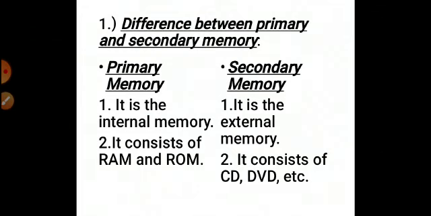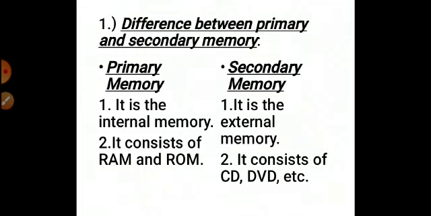So what is our first question? Write the differences between primary memory and secondary memory. In this we have to differentiate primary and secondary memory. First of all, write down the heading as it is written here: Difference between primary and secondary memory. You have to make 2 columns: in the first, primary memory, and on the other hand you have to write the secondary memory.